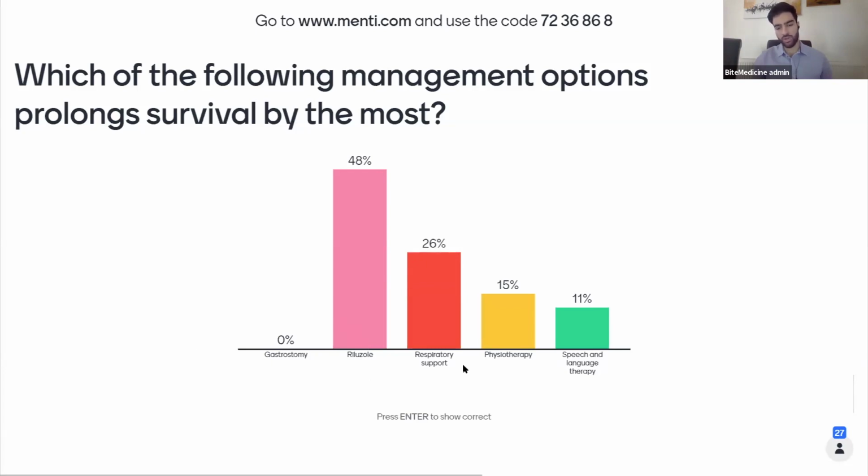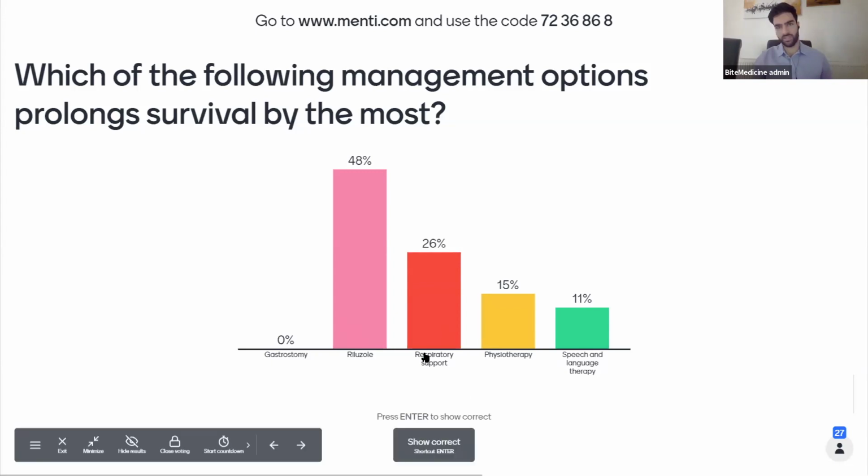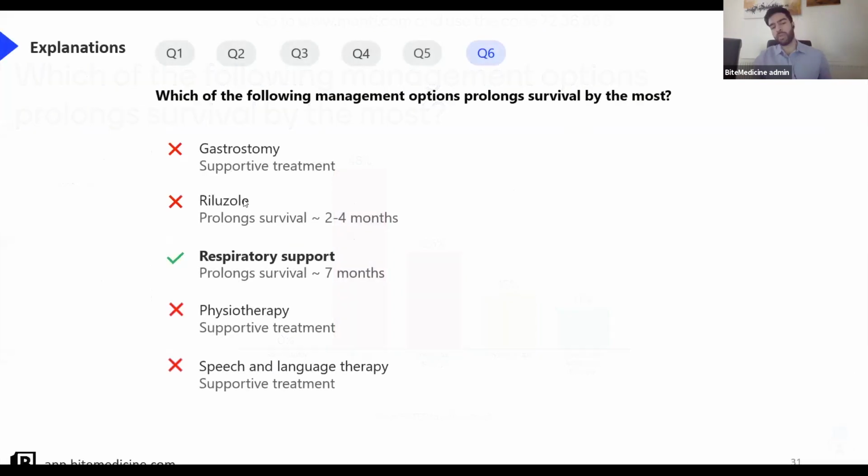How long does respiratory support prolong survival by in motor neuron disease? Months, about 7 months. Very good, well done for knowing that. Basically, riluzole and respiratory support are both used in motor neuron disease, but respiratory support prolongs survival by a bit more. The other treatments are also used, but they're all supportive therapies. So riluzole prolongs survival by 2 to 4 months, and respiratory support by about 7 months or so.